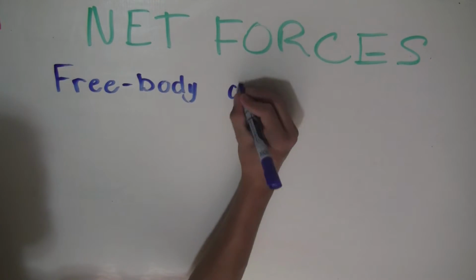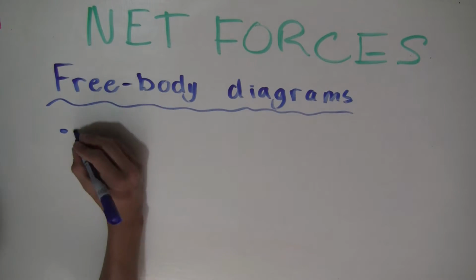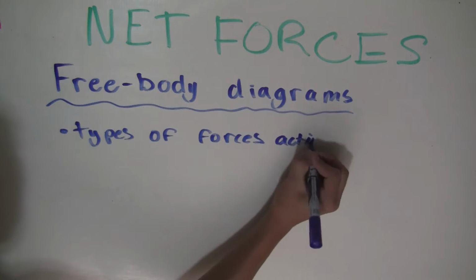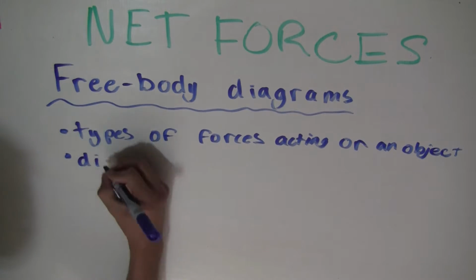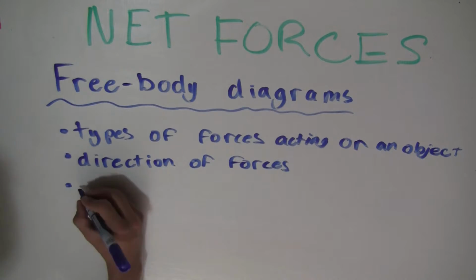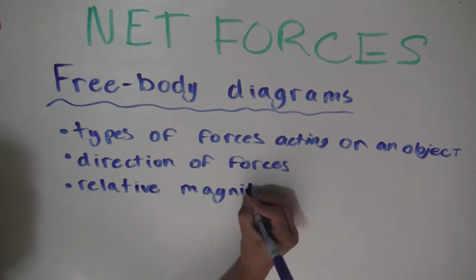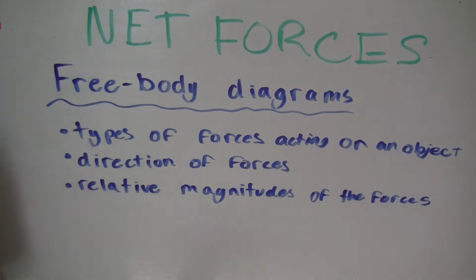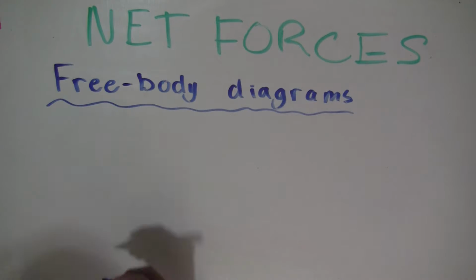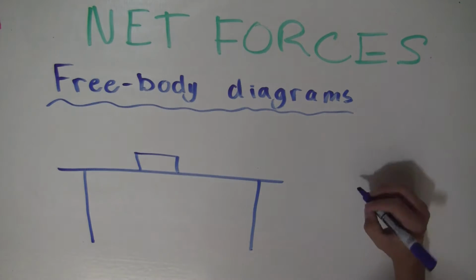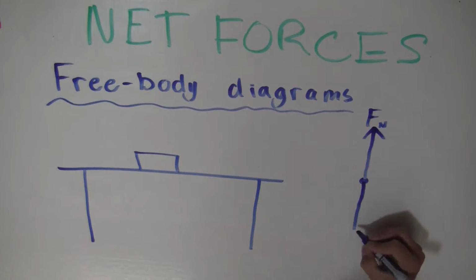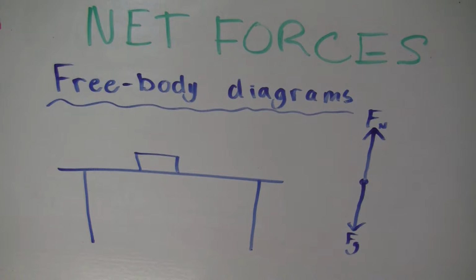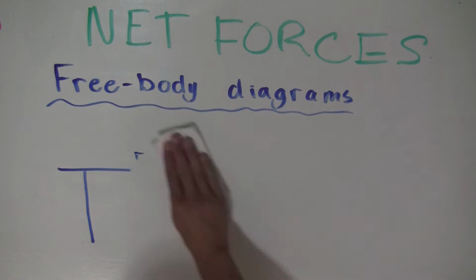Free body diagrams communicate the types of forces acting on an object, the direction of the forces, and the relative magnitudes of the forces. Here's an example. A box is sitting on a table. First, we draw a circle to represent the box. Then, we draw all the forces acting on it.